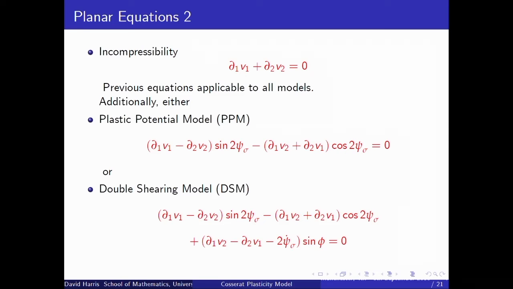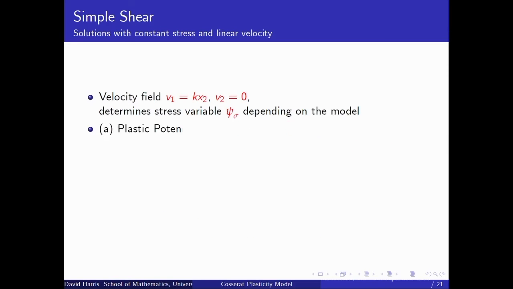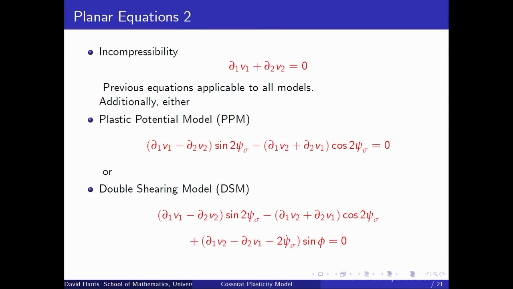Or we could use, say, the double shearing model, which, if you look at the first two lines of those equations, they're the same. So this latter one is not coaxial. There is this forcing term, which renders this non-coaxial. And really, this is the vorticity minus the stress rate term that we have here.